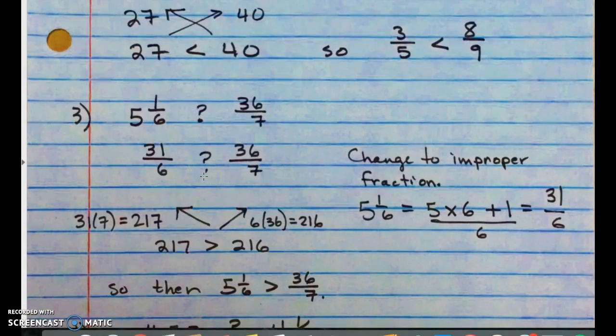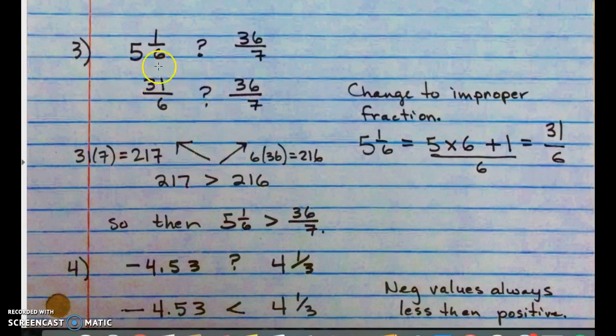Before we do this one, number 3, I'm going to take this and switch. This is a mixed number with a whole number with a fraction. So I'm going to take this and change it. Remember this 5 and 1/6 is 5 times 6 is 30 plus the 1. So 31 over 6. How is that related to 36 over 7? Let's do arrows up and get 217. Arrows up in this direction gives us 216. So you can see 217 is greater than 216. So that means that 5 and 1/6 was greater than 36 over 7.